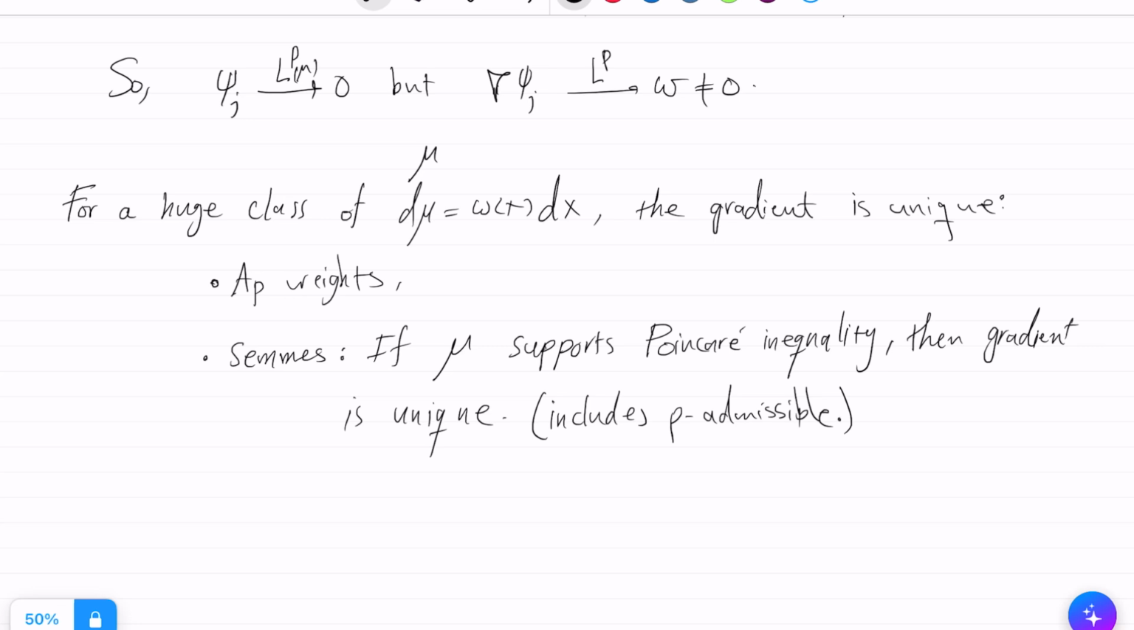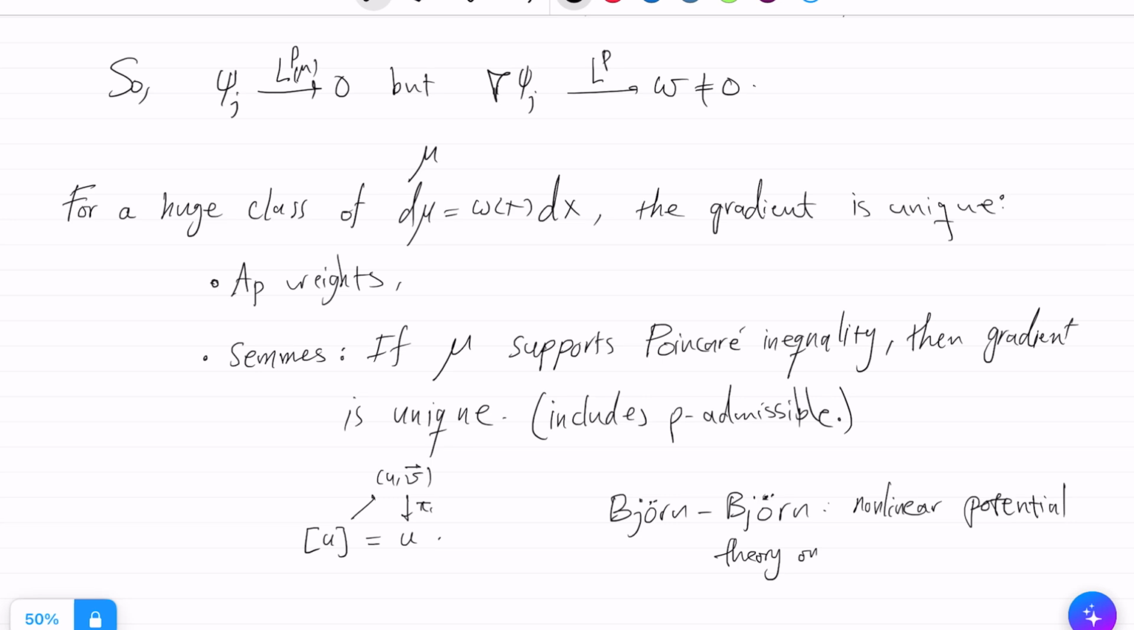And again, in all of these situations, we can identify U with U after all, because this projection is one-to-one. If you want to read more about this, I would recommend the book by Björn and Björn, Nonlinear Potential Theory on Metric Spaces.